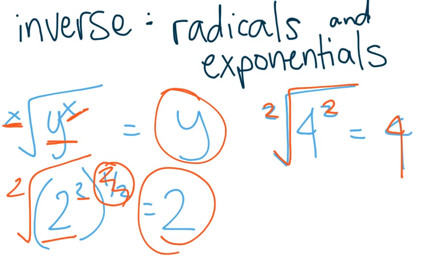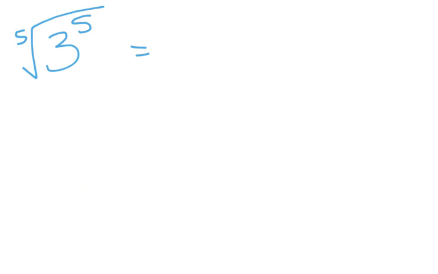If I were to raise 3 to the 10th, but also took the 10th root of 3 to the 10th, I would end up with just 3. So radicals and exponentials are also inverse relationships.